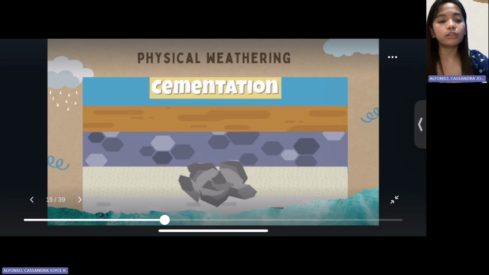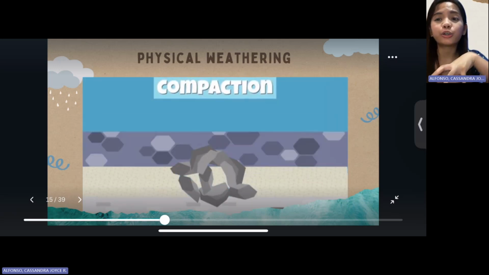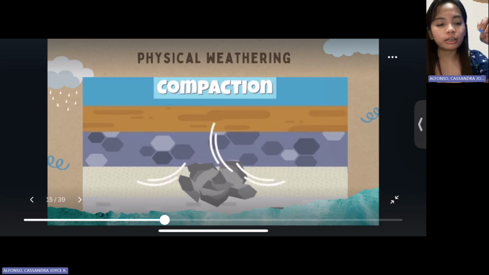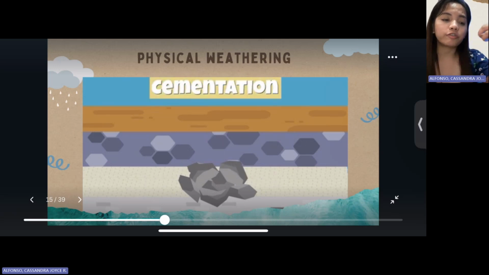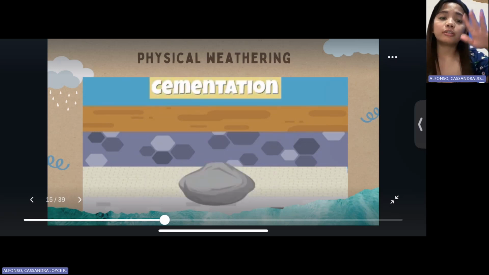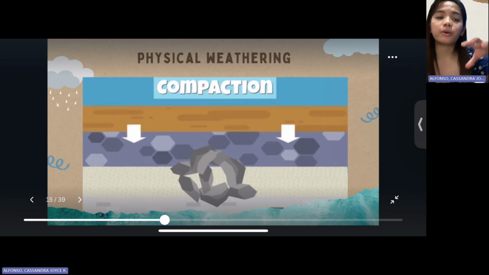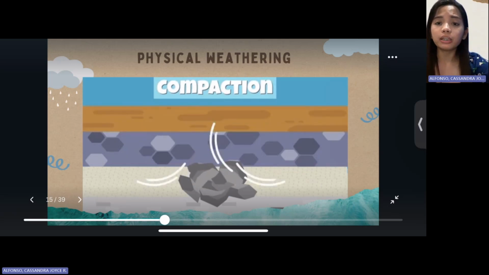So, nakita nyo dito sa picture is yung compaction or parang for the contraction of rocks. So, there are tiny pieces of rocks and after a long period of time, na-compact siya, layers of layers of soils has been compacting the rock into one, and kaya nag-turn ito ng one rock sa dulo.